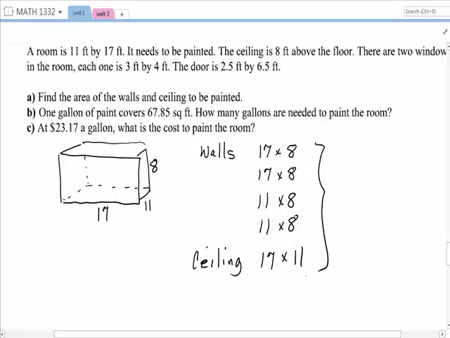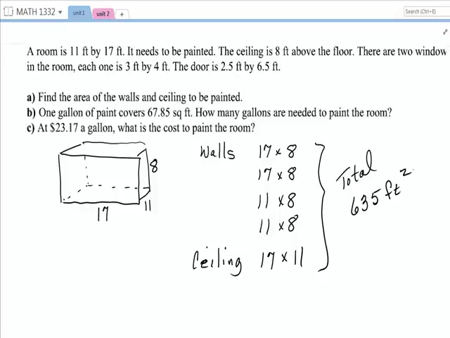All right. I'm going to calculate all of those areas and I'm going to add them up because all that is supposed to be painted. And I'm just going to tell you, not do it right now, but the total is 635 feet squared. 4 walls and a ceiling. Am I going to paint the window? Am I going to paint the door? No.